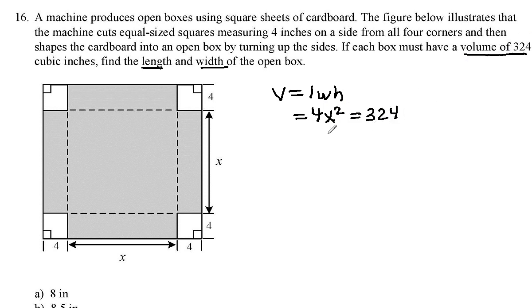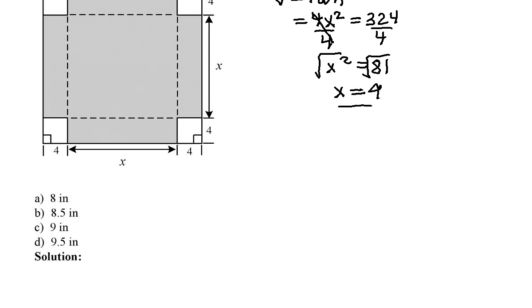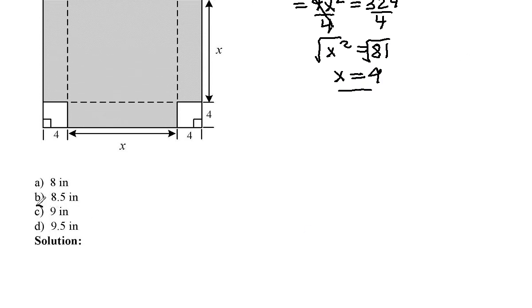And so now we divide both sides by 4. That's going to give us x squared is 81. The 4's cancel. And take square roots on both sides. Square root of 81 is 9. So x is equal to 9. So length and width are both 9. And that is choice C.